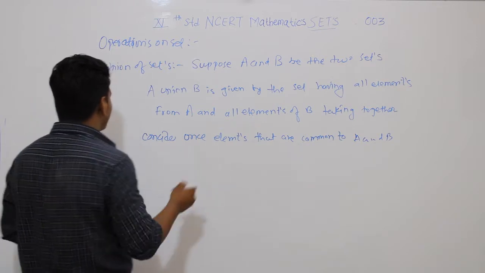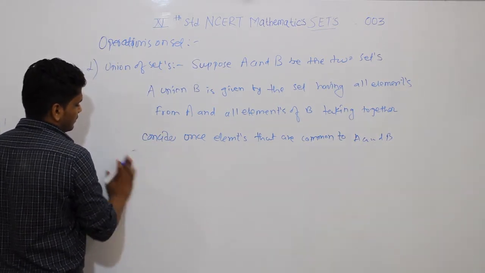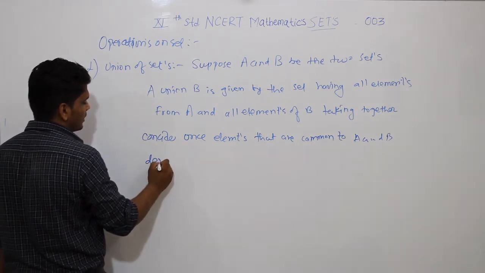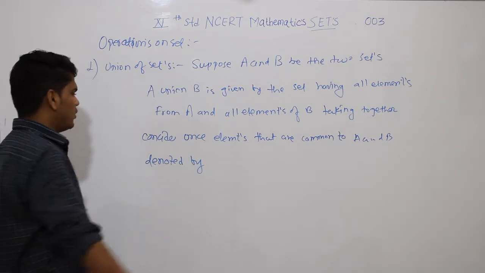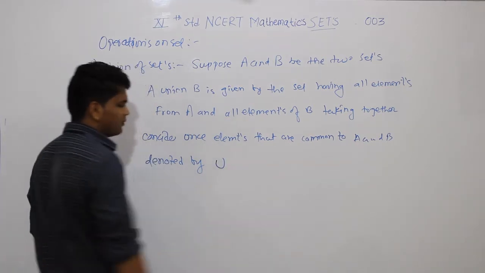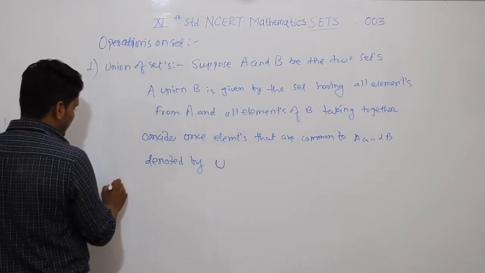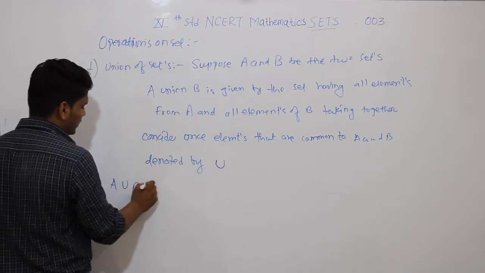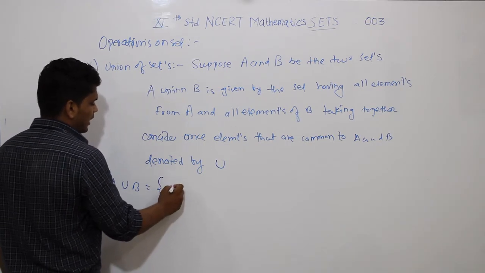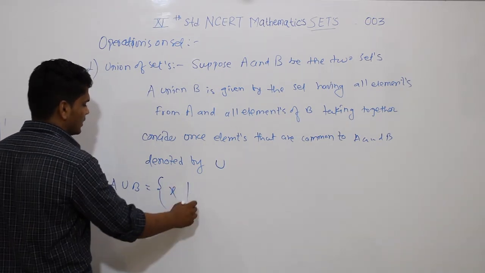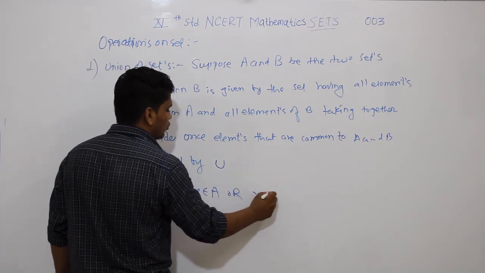How is A union B denoted? Before that, I will write denoted by. A union B is denoted by this symbol, U. And now I will write the formal definition for A union B in terms of mathematics. It is A union B equals the elements x such that x belongs to A or x belongs to B.